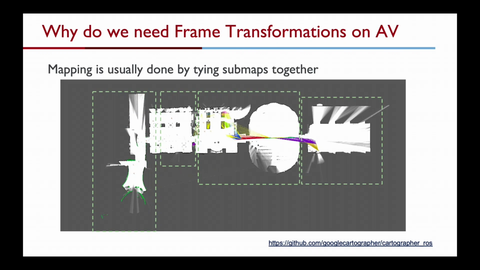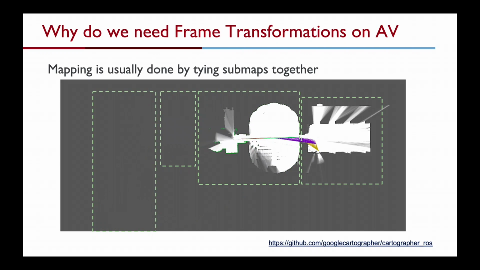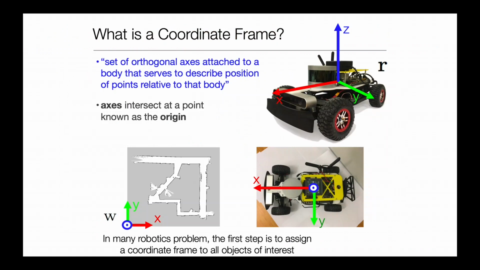So not only do we need frames to get the data from the sensors, we also need transformations between the frames in order to tie everything together into a global coordinate system, or from one coordinate frame into another frame. So what is this coordinate frame that I keep referring to? This is just a very simple definition, shown especially with an example of the F110 car. A coordinate frame is simply a set of three orthogonal axes for the X, Y, and Z direction.